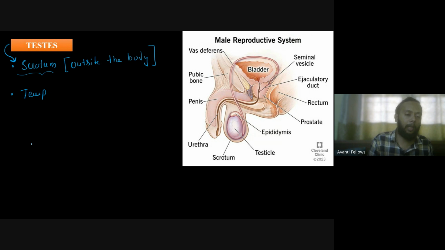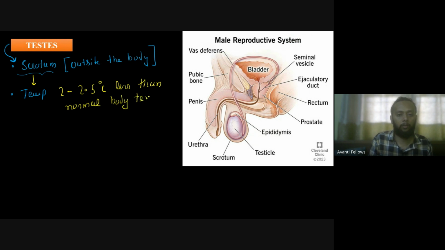Within the scrotum, the temperature is going to be around 2 to 2.5 degrees Celsius less than the normal body temperature. So when you have a temperature which is 2 to 2.5 degrees Celsius less than the normal body temperature, where will you find it? That temperature I'll be finding in the scrotum.